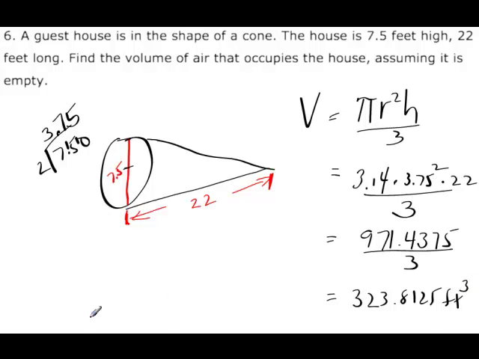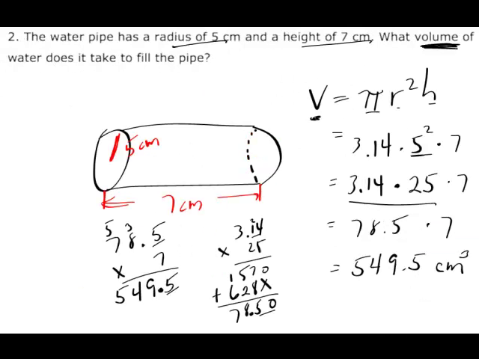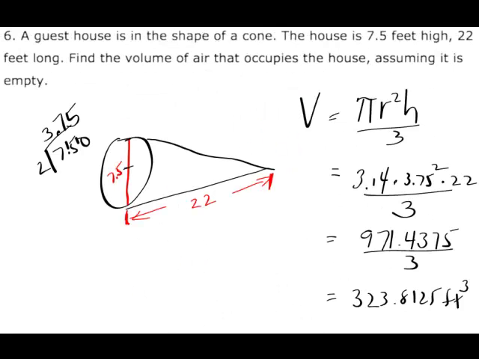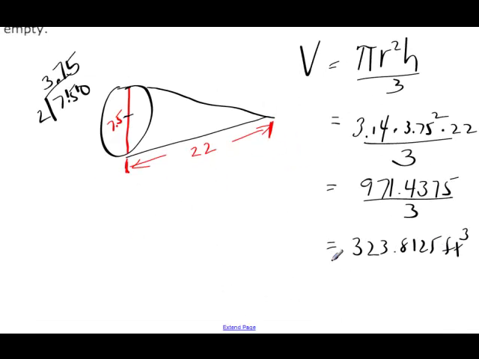Now, if we go back to the original directions, it doesn't tell us to do any rounding. So if we have those directions, obviously some of these answers would not be quite as lengthy. So if I were to actually round this, I would just say 324 cubic feet. I would just take that 3 and make it into a 4.